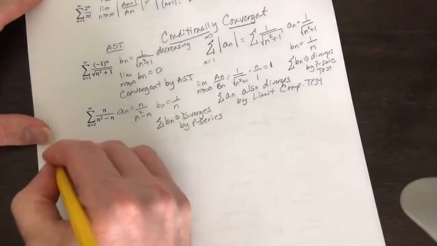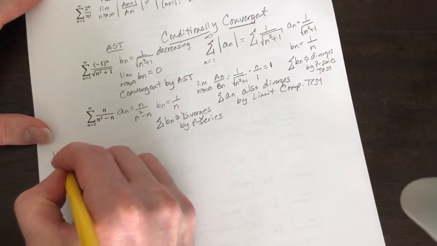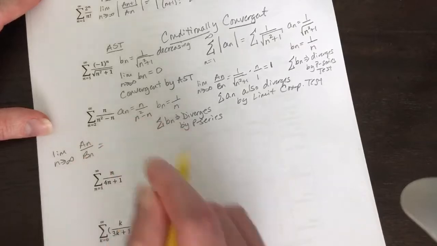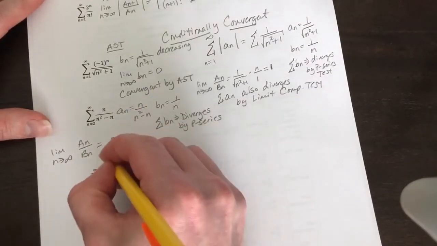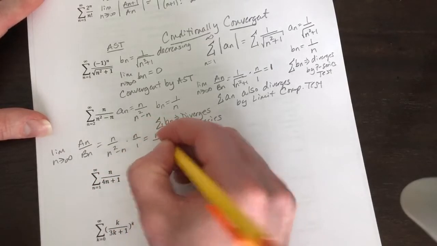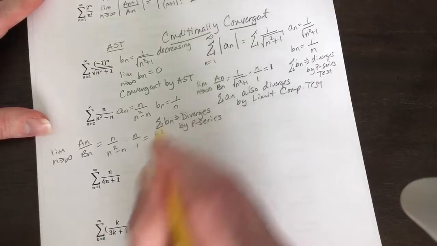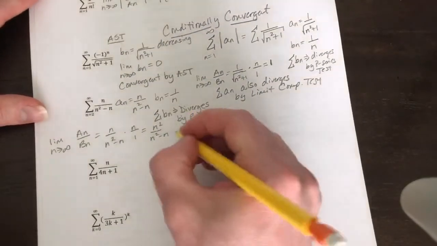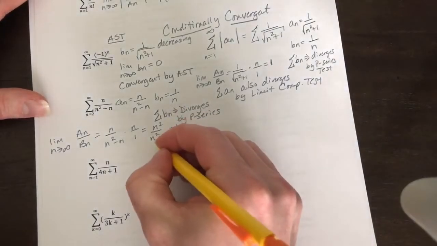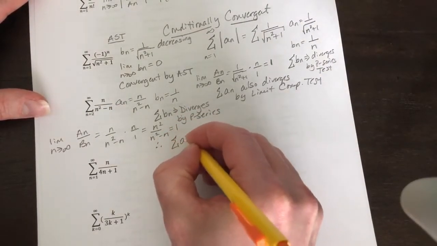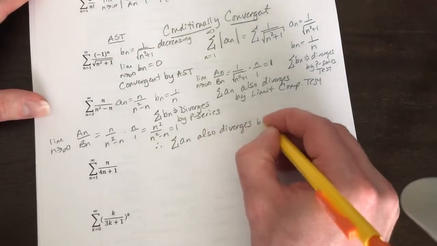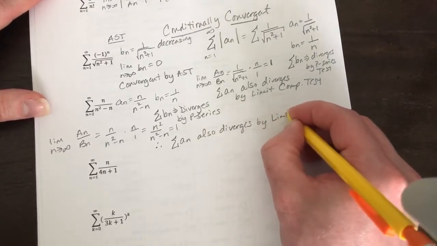Okay? So we're going to do the same thing we did in the last problem. Limit as n goes to infinity of a sub n over b sub n. So your a sub n is n over n squared minus n times reciprocal. Okay, and that limit's going to go to 1, which is greater than 0. Therefore, the series a sub n also diverges by limit comparison test.